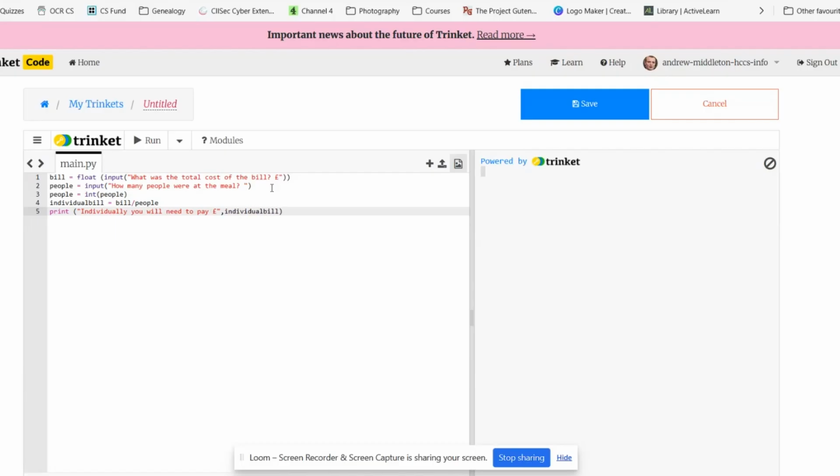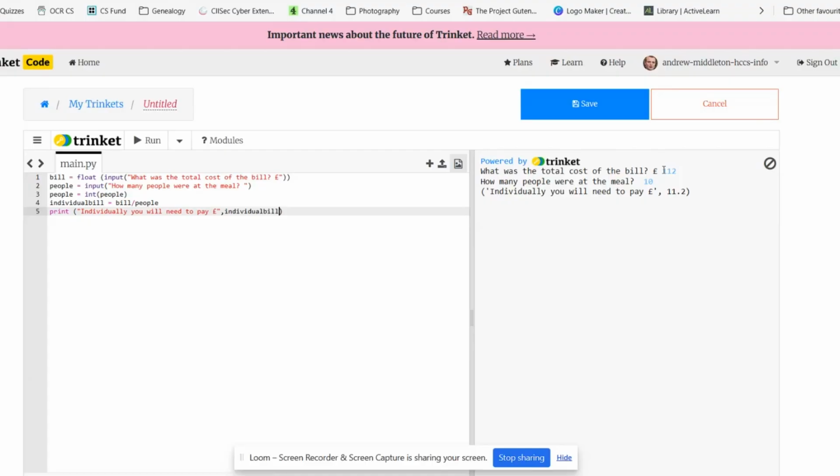individual bill. And we'll run that, and it says, what was the total cost for the table? And I say it was £112. And then it says, how many people at the meal? And I say 10. And it says each person's going to need to pay £11.20.